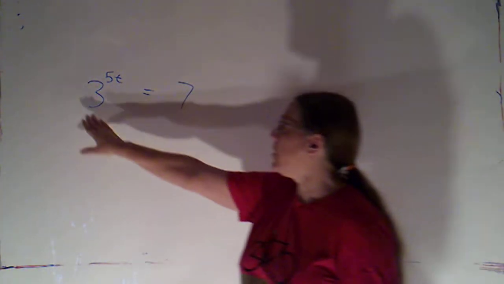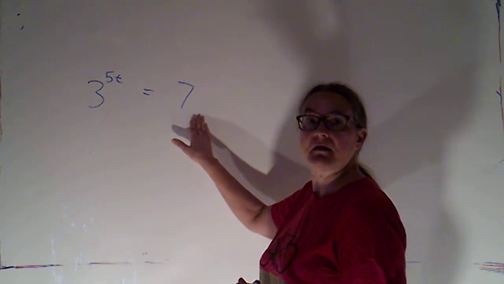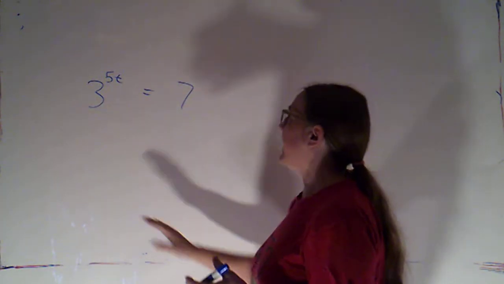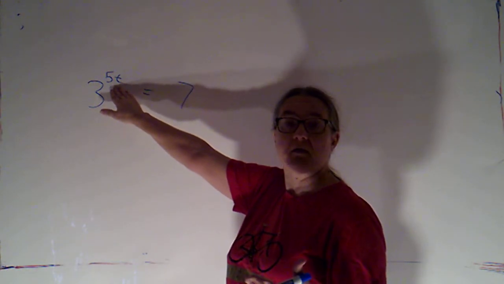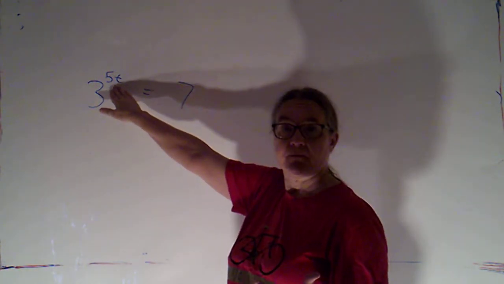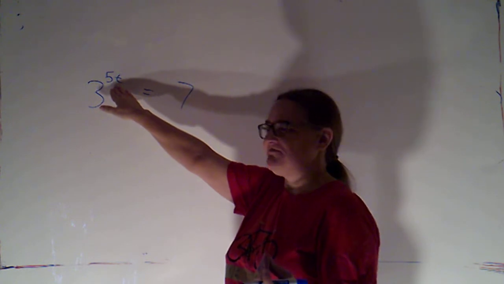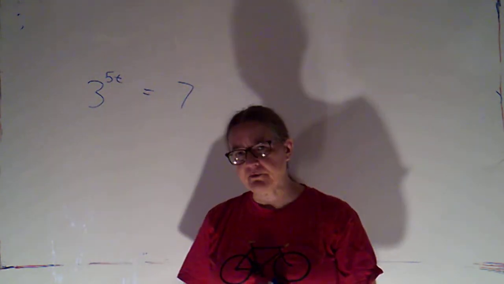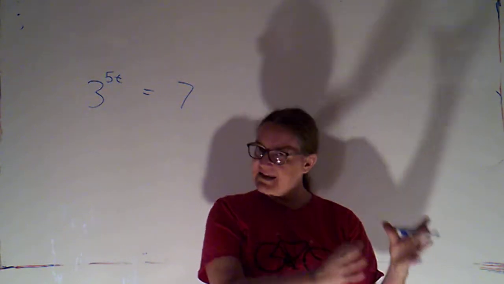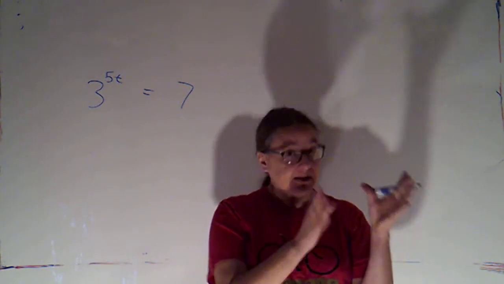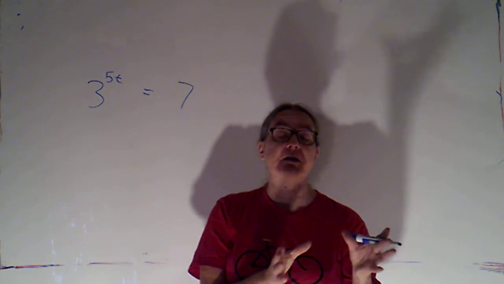If I took the log base 3 of both sides, then the left-hand side would just be 5t. It would just be that exponent, and then I could solve for t by dividing by 5. The problem is, I don't have a log base 3 key on my calculator. So if I wanted to get a decimal approximation of that answer, I could get the exact answer in terms of the log base 3.